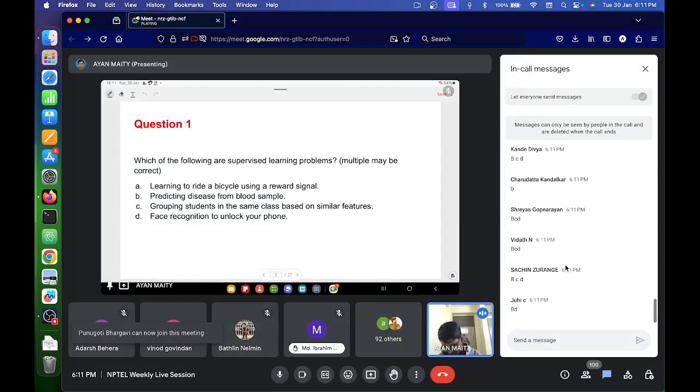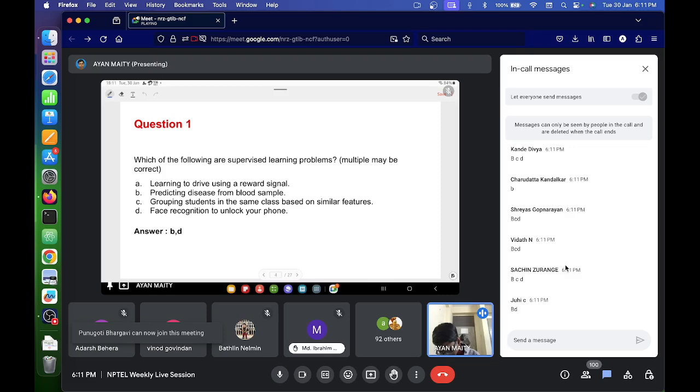So the correct answers are B and D. Supervised learning problems. So the first option is learning to drive using a reward signal.